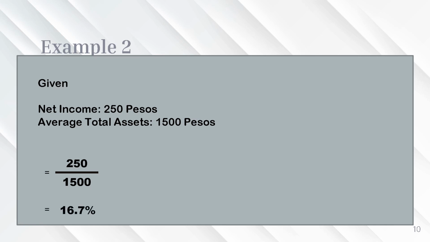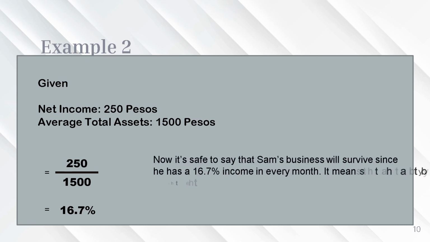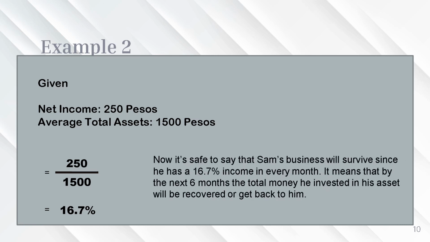If you calculate that using a calculator, or in your mind, the exact answer is 16.6666%, but you should round it off, and it will become 16.7%. Now, it's safe to say that Sam's business will survive since he has a 16.7% income every month. It means that by the next 6 months, the total money he invested in his asset will be recovered or get back to him.